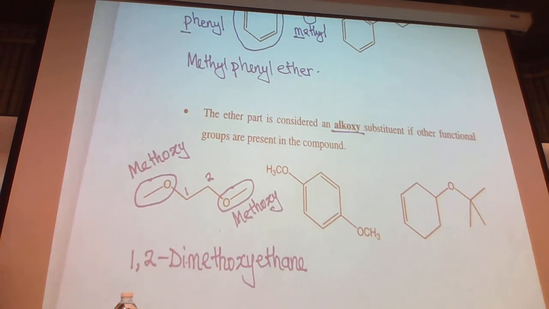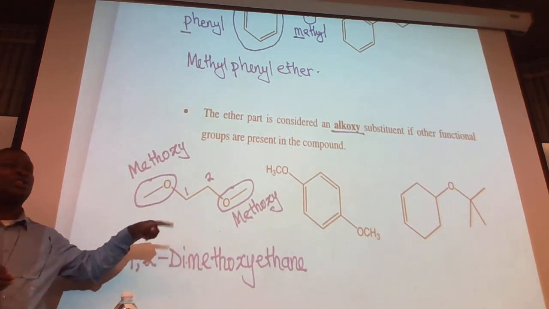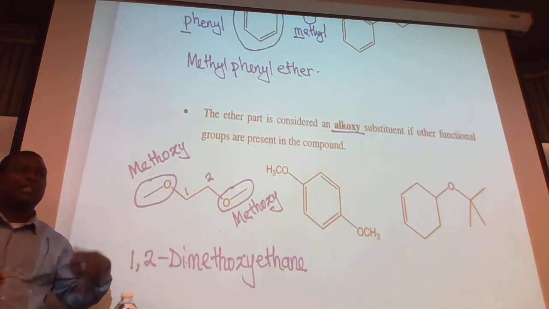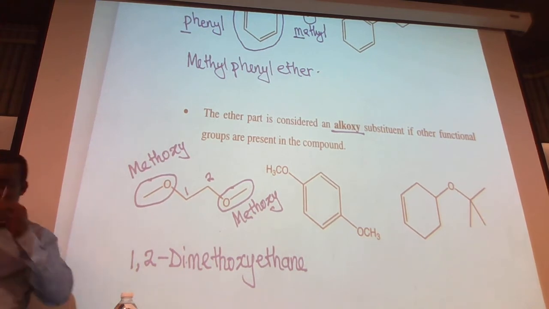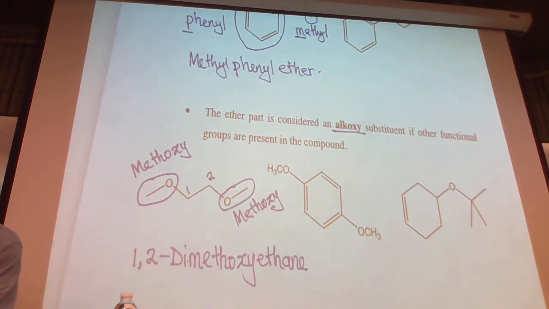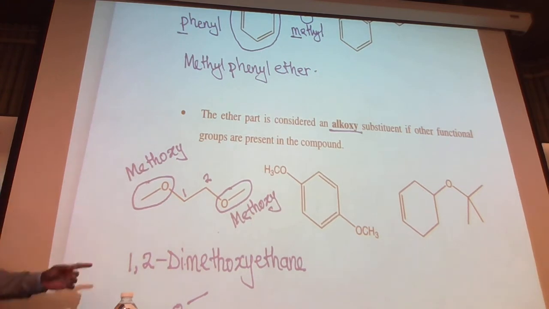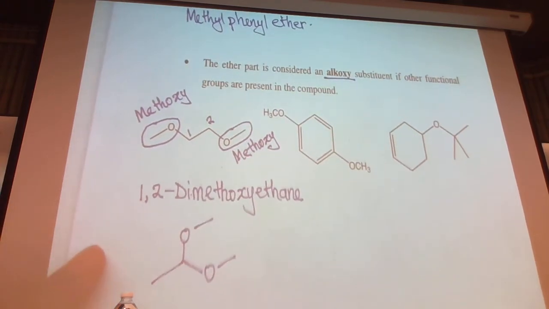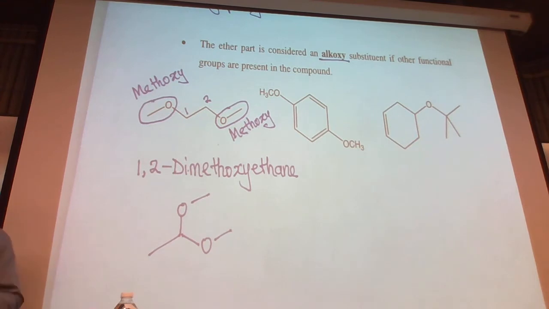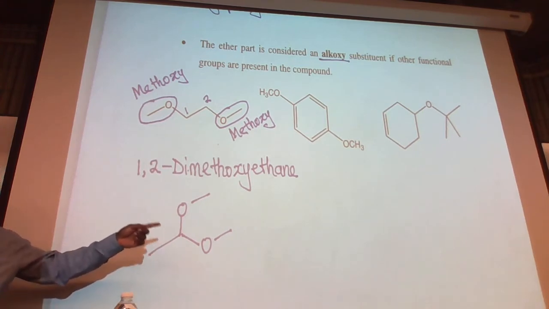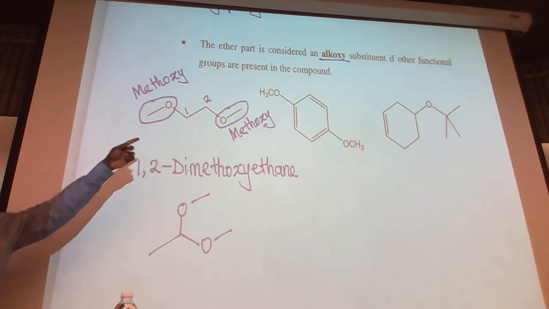Why do we have to put that number? Because it's showing the position of the two methoxy groups, or the two alkoxy groups. Okay. Another variation of this, we could actually have this. And what would the name of that be? What would the name of this be? 1,1-dimethoxyethane. That's correct. So this would be 1,1-dimethoxyethane. So that's why the numbering becomes very important in that case. All right.